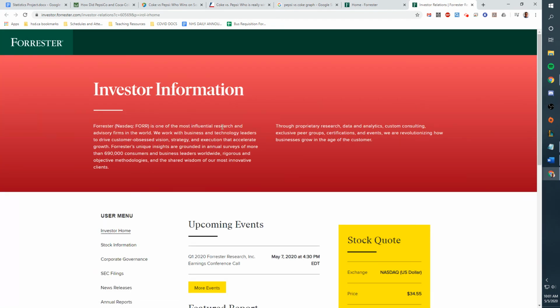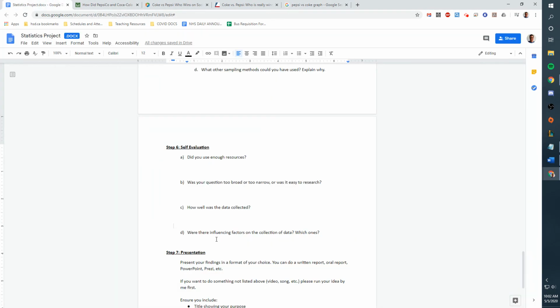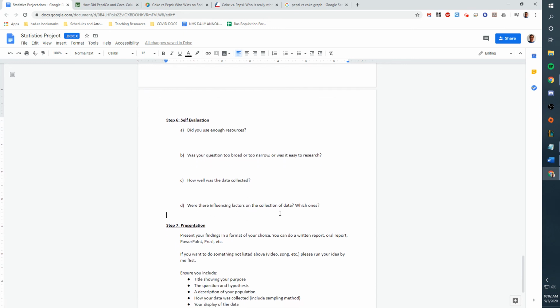Forrester is one of the most influential research and advisory firms in the world. Okay, so if that data from Pinterest was actually based on Forrester stuff, it probably would be okay. If they're a research and advisory firm, they're probably doing pretty good work. But I would highly recommend you doing what I just did and actually looking at every single website you went to, dig into who the actual company is that's doing it. You might be surprised to find out that some of them actually don't have connections or are related to something else and might be influencing your collection of data.